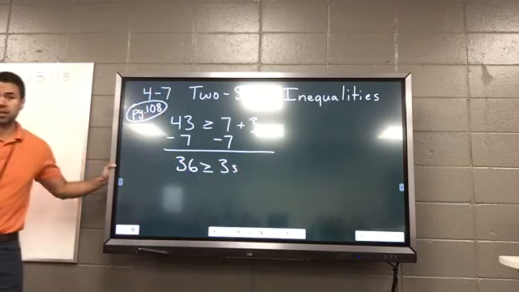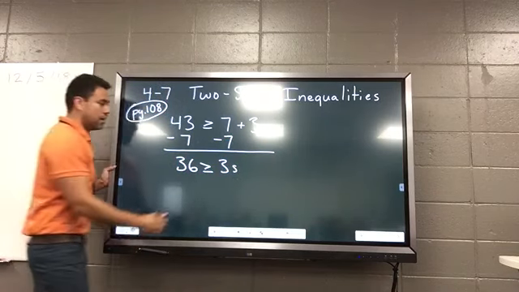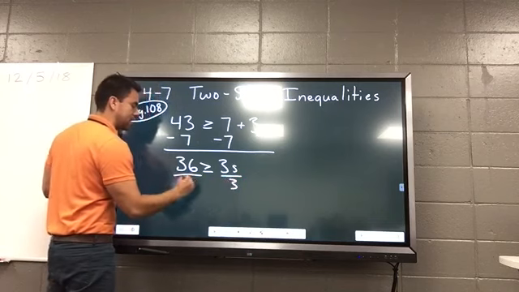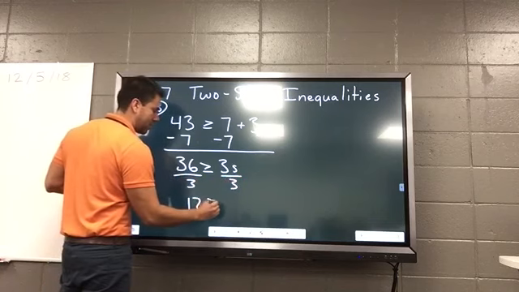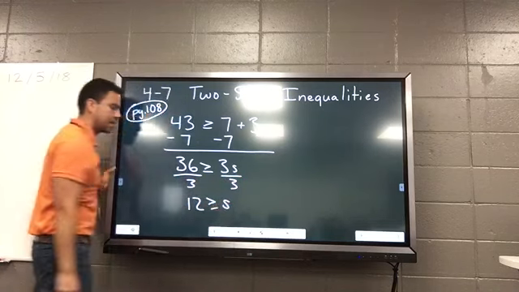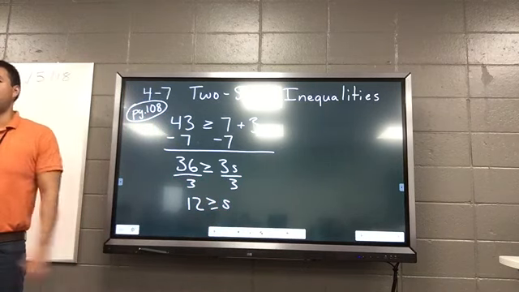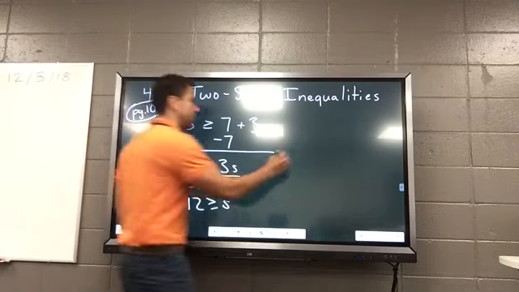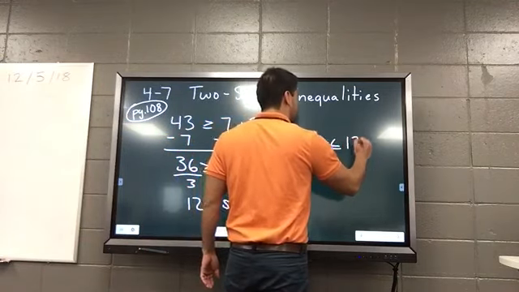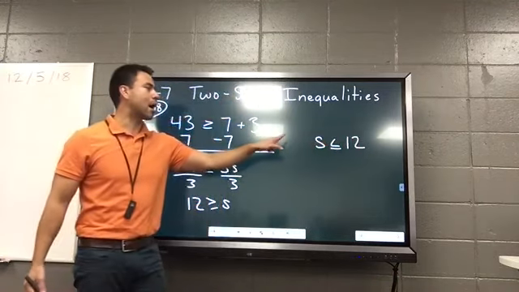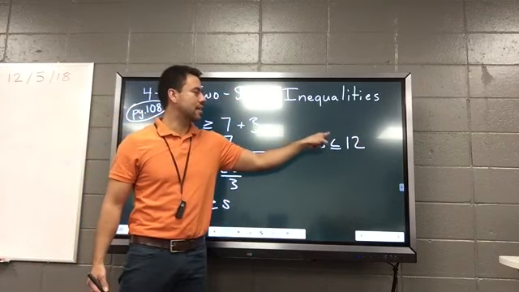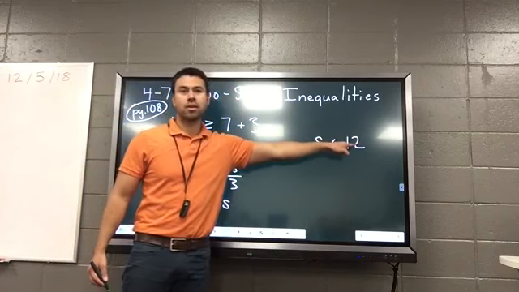Then what do we do to both sides? Divide both sides by 3, and I get 12 is greater than or equal to s. And how do I write that to maybe make it easier to graph if I wanted to? s is less than or equal to 12. What is that telling me? The top speed of the squirrel is less than or equal to 12.